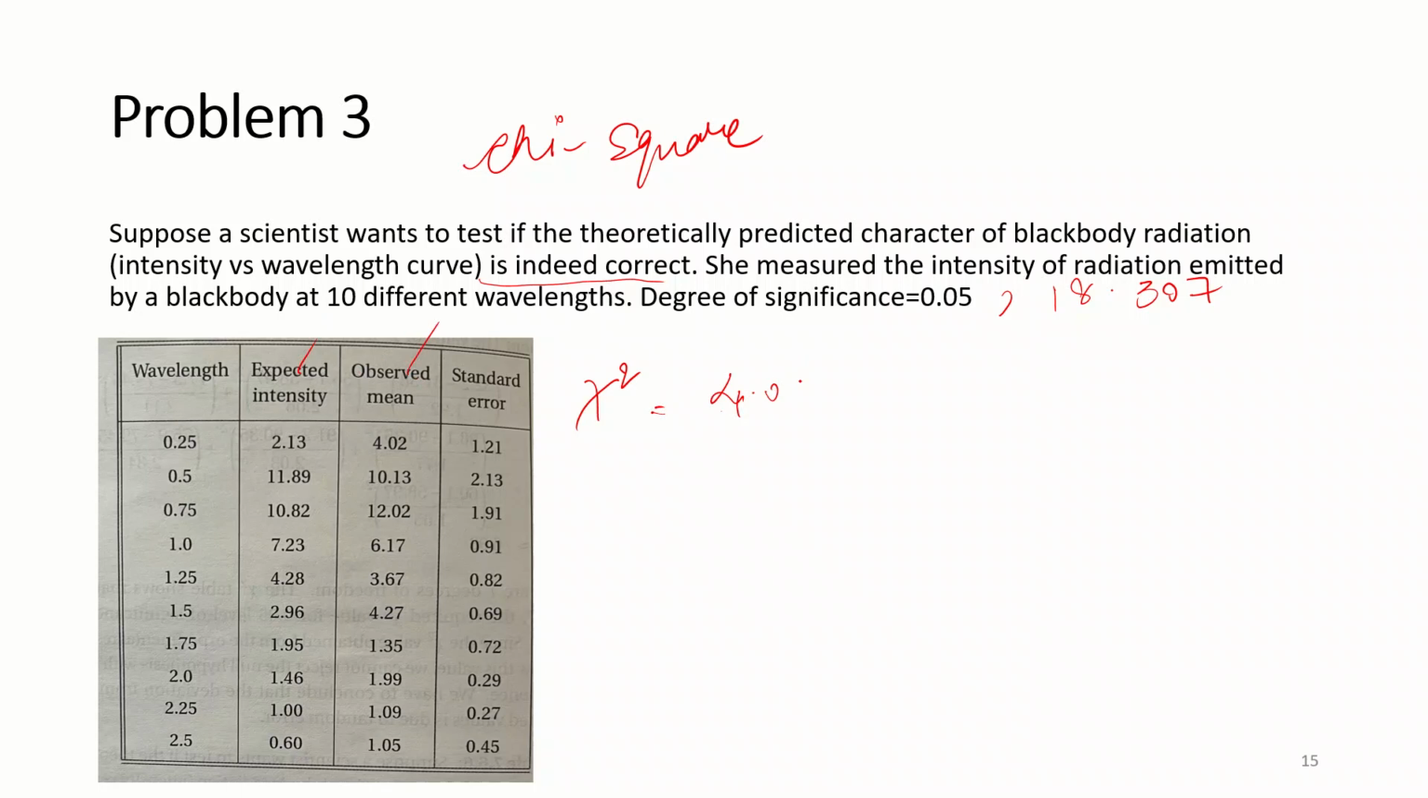Okay, so it will be like 4.02 minus 2.13 square divided by standard error. Okay, so it will be 1.21 whole square. Like that, you have to add all the 10 values here. So you will get the chi-square statistic value. Then you have to compare it whether it is less than 18.307 or not.